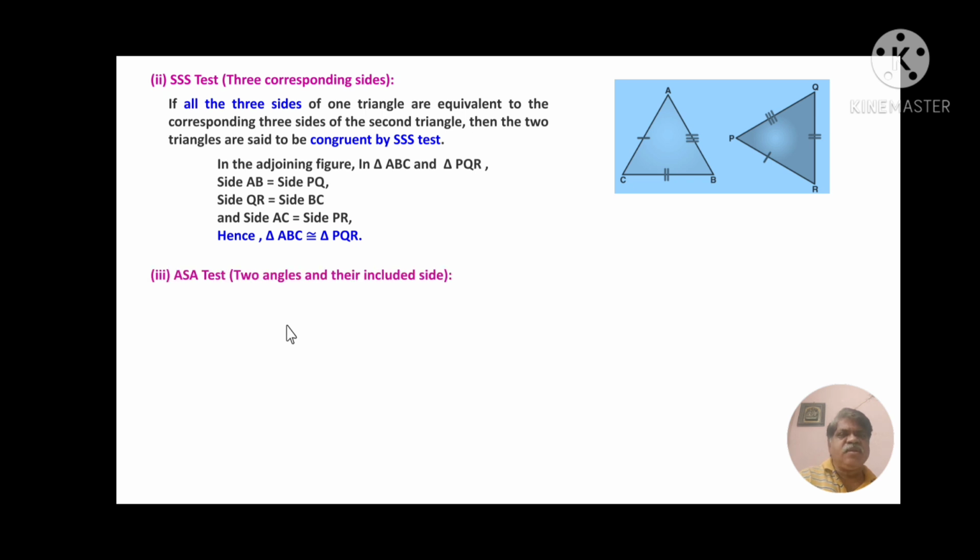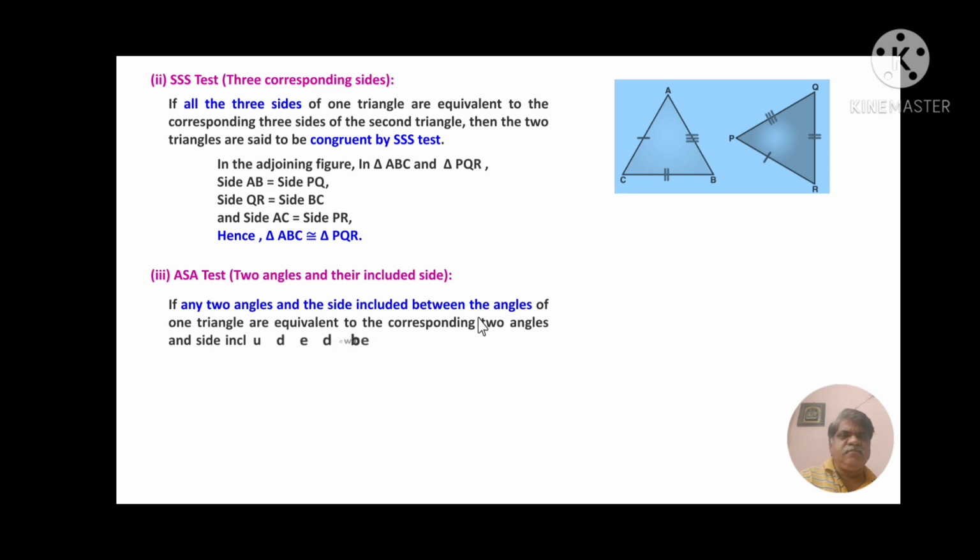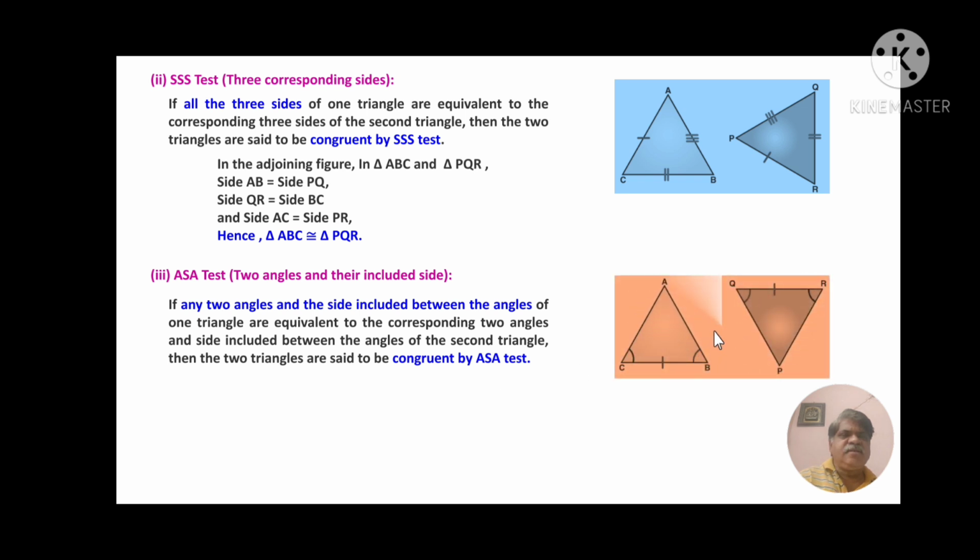As a test of congruence, that is two angles and their included side. If any two angles and the side included between them of one triangle are equivalent or congruent to the corresponding two angles and the side included between the angles of the second triangle, then the two triangles are said to be congruent by angle side angle, that is ASA test. You can see in the adjoining figure the corresponding angles and the sides are shown with identical marks.